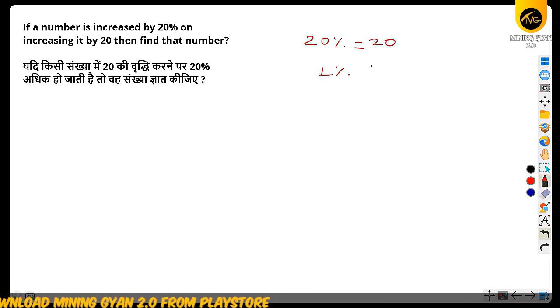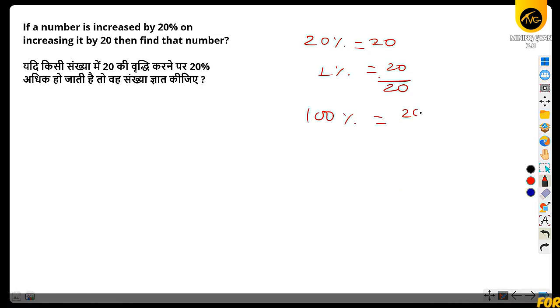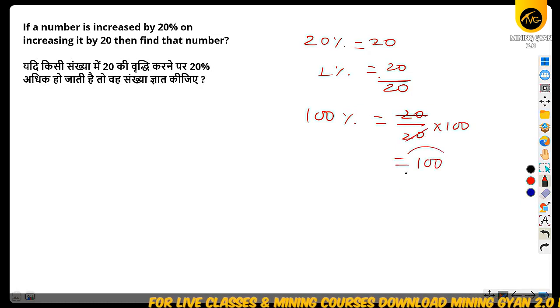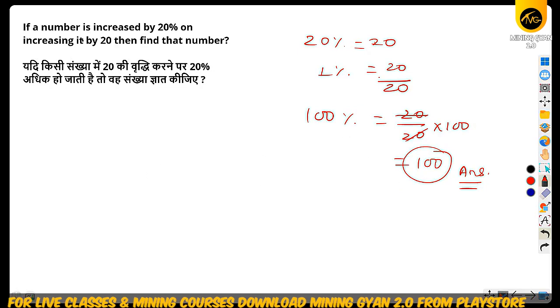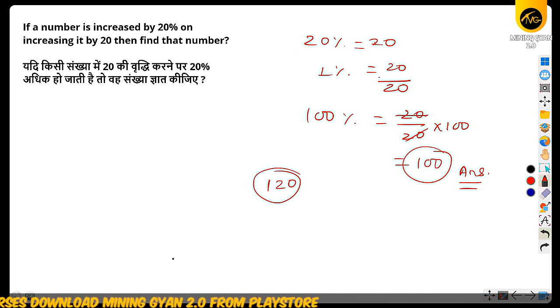So 1% is equal to 20 divided by 20, right? So 100% is equal to, just multiply into 100, 20 divided by 20 into 100. It means 100 is the number. Clear? Here we can understand one thing, that 100 is that number. So basically, if you increase it by 20, it will be 120.